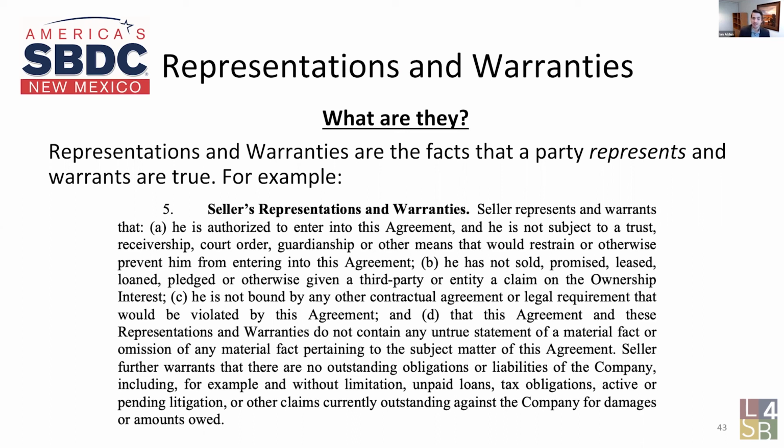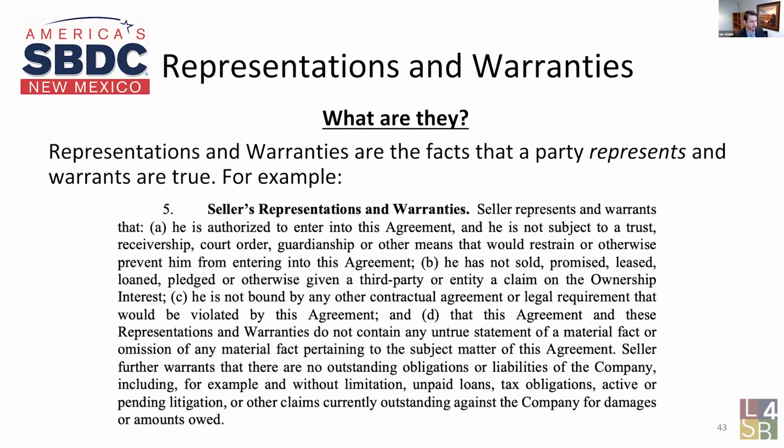The thing I'm selling is mine. I have not sold it, promised it to anyone else, leased it, loaned it, pledged it, etc. I'm not bound by any other agreement to sell it or whatnot. And everything I'm saying in this contract is true and accurate. And so those are basic representations and warranties. You want to promise that you're able to contract.